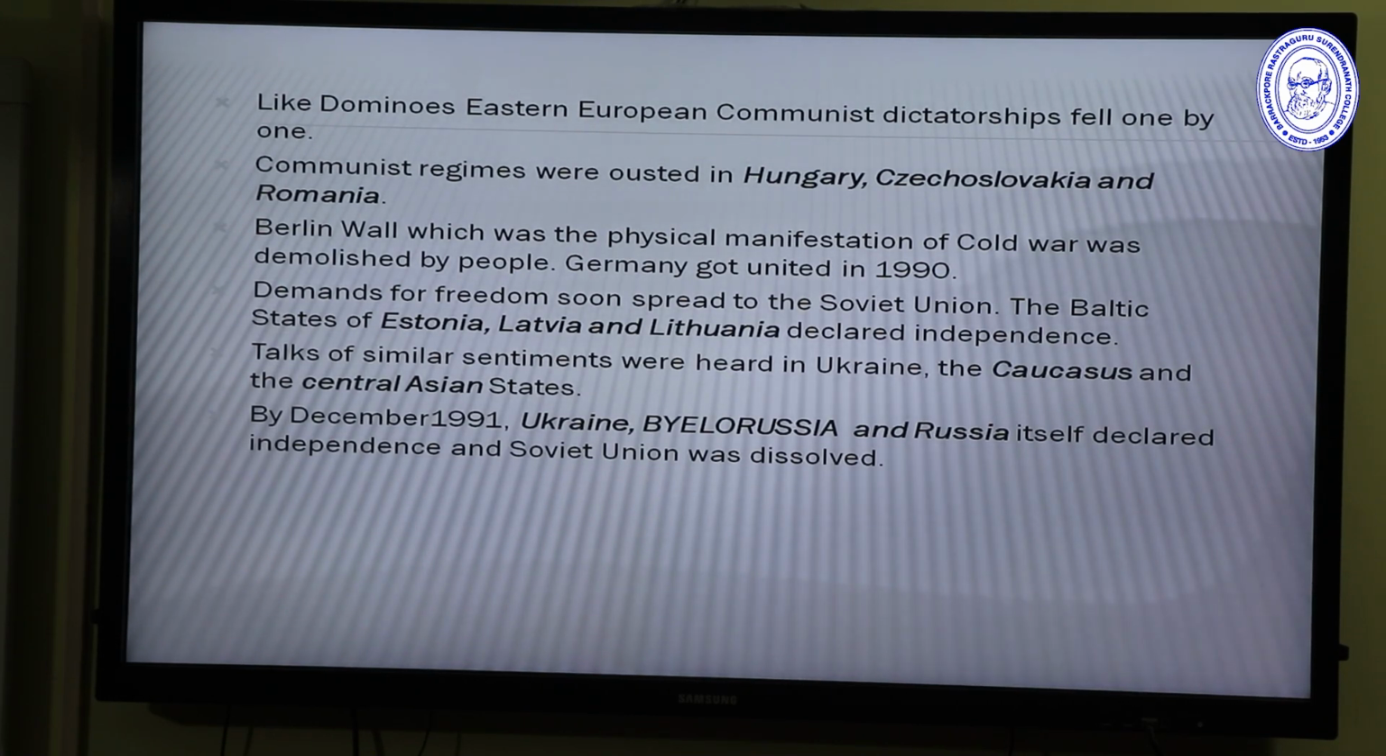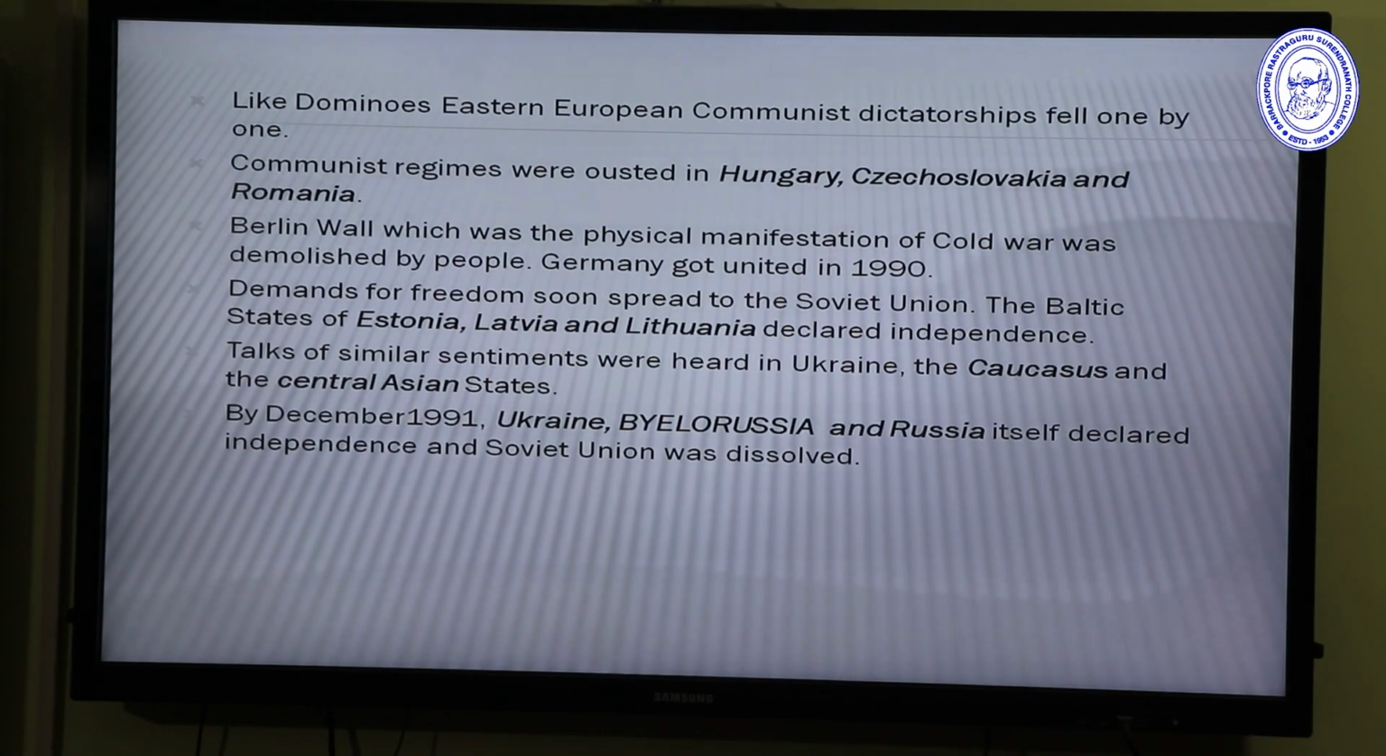There is no East Germany and West Germany now; it's one Germany. The Berlin Wall, which was the physical manifestation of the Cold War, was demolished by the people, and Germany once again got united. Similar demands were seen in the Baltic states, especially Estonia, Latvia and Lithuania. They also declared independence. Similar sentiments were heard in Ukraine, in the Caucasus and in the Central Asian states.